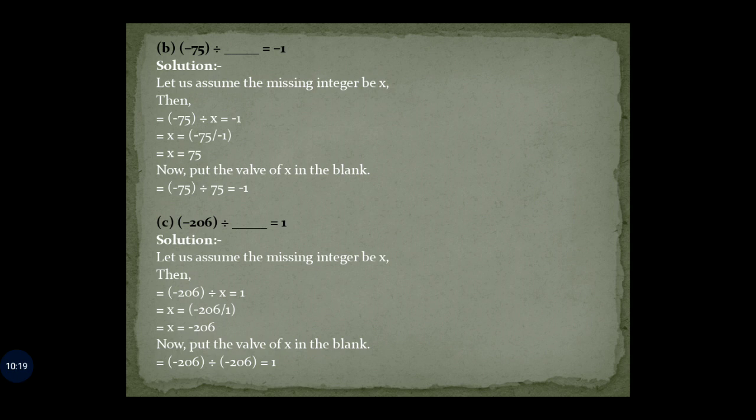C. Minus 206 divided by dash is equal to 1. Solution for this problem is, let us assume the missing integer be x, then minus 206 divided by x is equal to 1. Now minus 206 becomes the numerator and the 1 becomes denominator. Keeping x as it is, the result is minus 206. Now put the value of x in the blank. Minus 206 divided by minus 206 gives you 1.